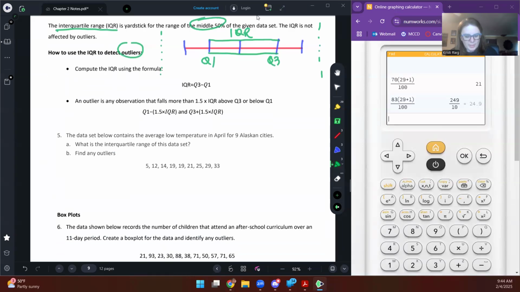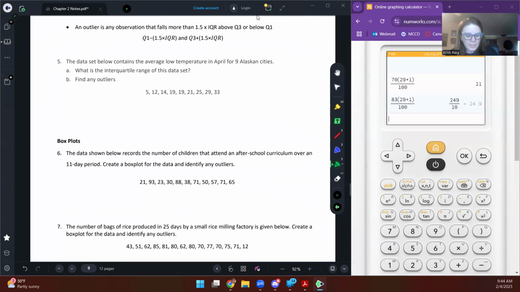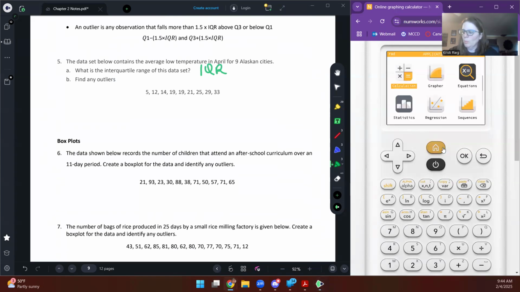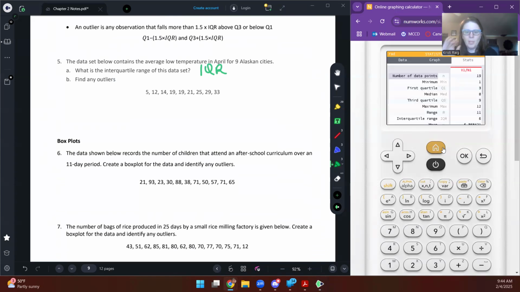Okay, so let's just practice that. Looking here, we want to know what the IQR is and any outliers. So for the IQR, we need to have the 5-number summary. Coming back to our calculator, we're going to go back to statistics.